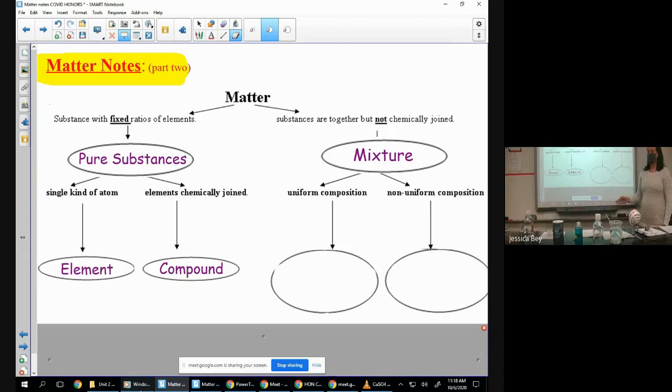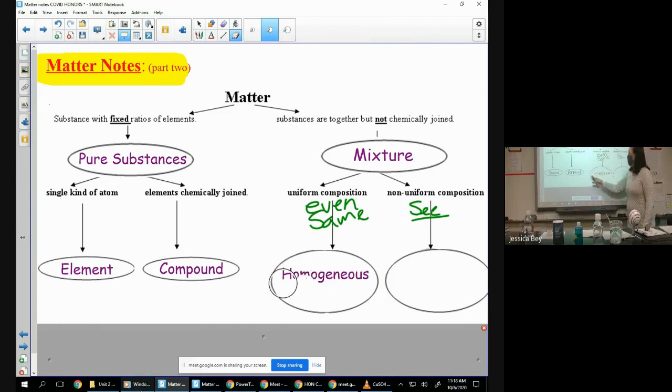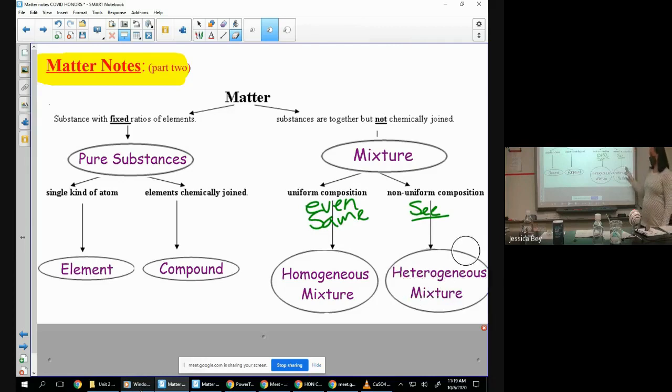Then we have mixtures. This is just another way to define the two mixtures that we were talking about. Uniform composition means it's evenly distributed or it looks the same throughout. And non-uniform means you can see the pieces and parts. But if it's a nice even mixture composition, that's called a homogeneous mixture, like my copper sulfate yesterday. It's all blue. You know there's water and copper sulfate in here, but you can't see the different pieces and parts. Something that you could see the different pieces and parts of would be a heterogeneous mixture.